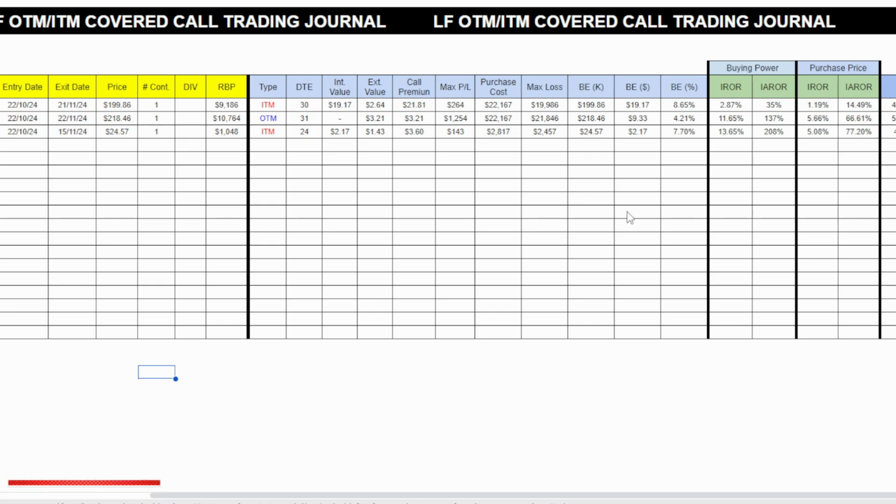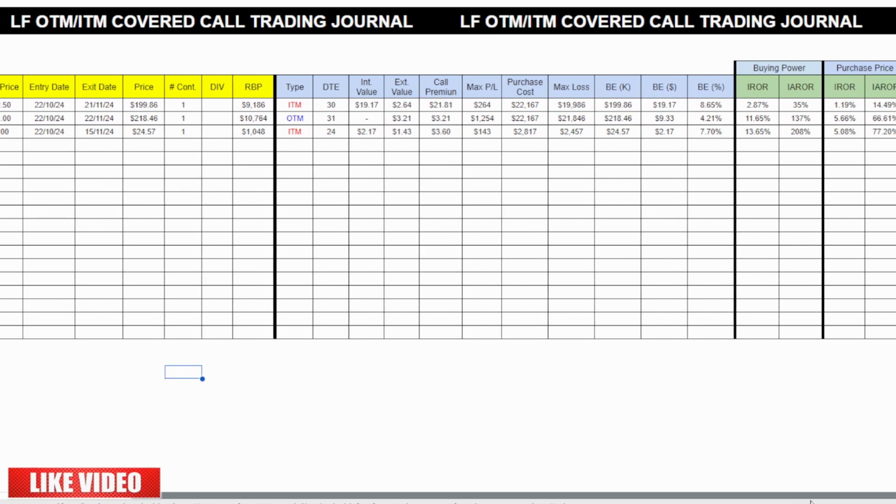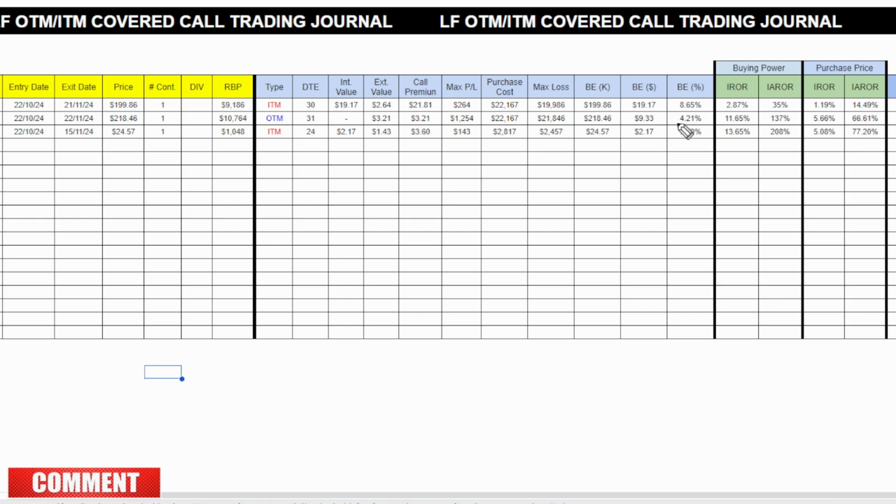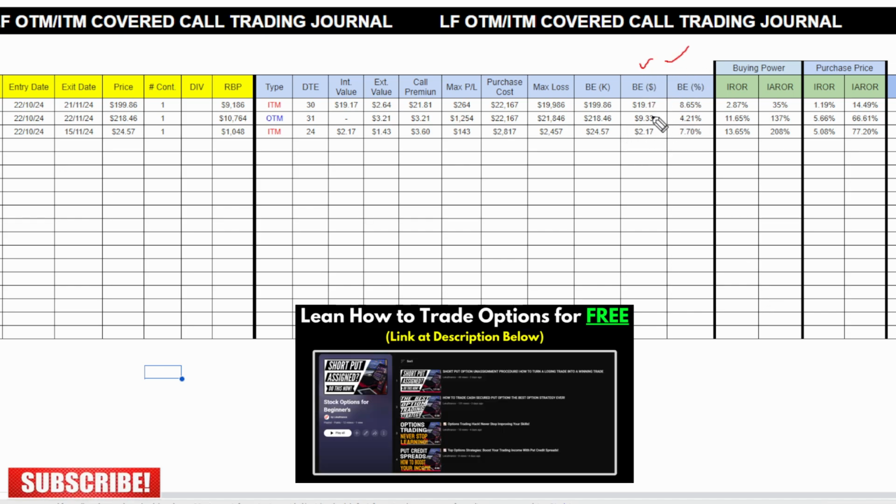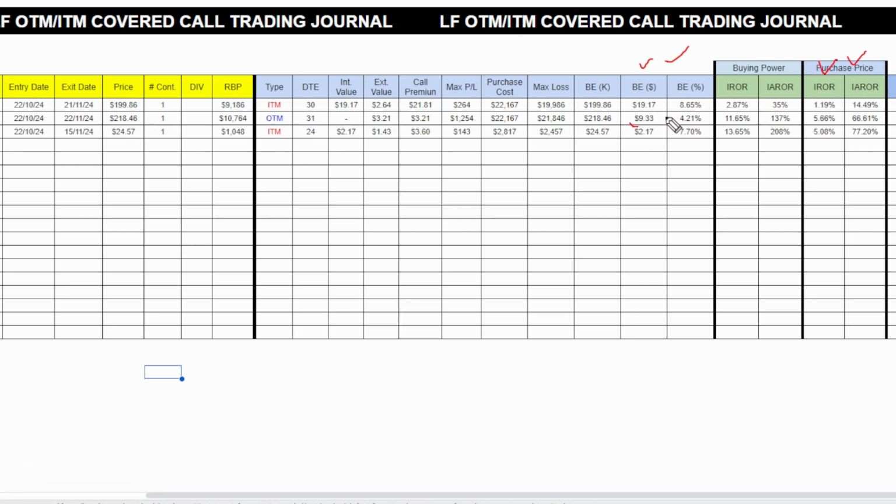Especially trading options. But this is mainly, guys, the difference between trading in the money and out of the money covered calls. The main thing here, of course, in the money, you're going to have way more downside protection, but of course, you're going to have way less return. Out of the money, you're going to have way more return, less protection, but way more return.